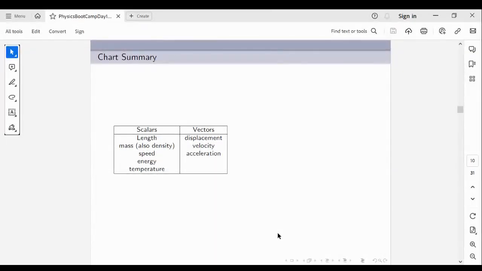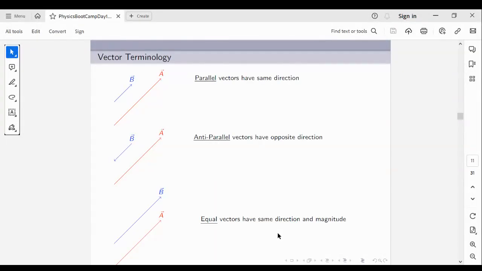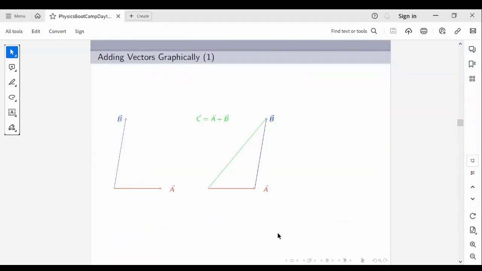All right. Now let's go back to parallel vectors. They have the same direction. Anti-parallel vectors have opposite direction. Equal vectors have same direction and magnitude. Now we're going to go back to adding A and B.